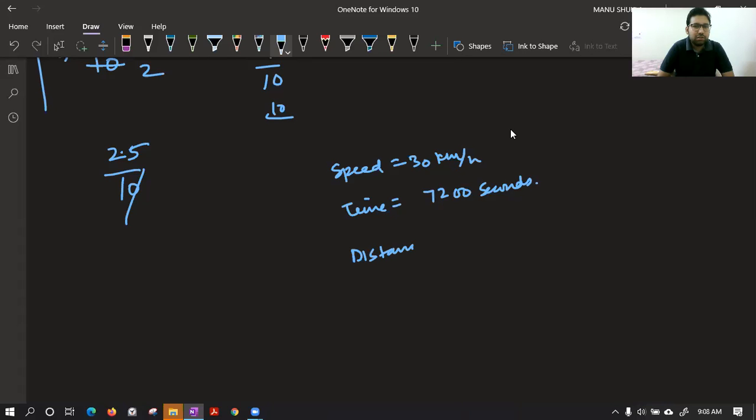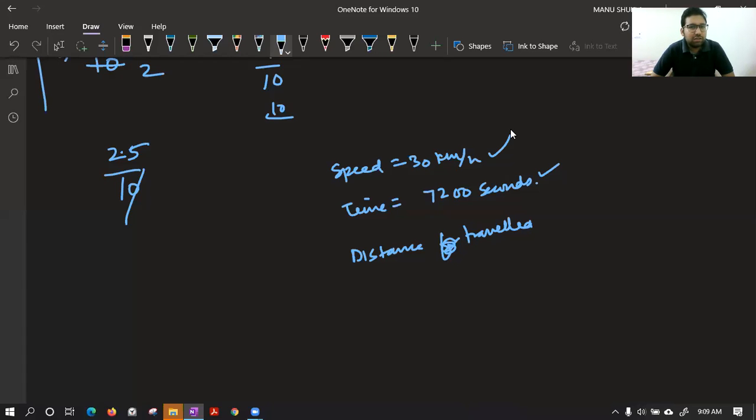Class, now find the distance traveled. If this is the speed and this is the time, now find. I am asking the distance traveled. Okay, you are telling the time in hours. Okay, Ananya, I will show the constant speed graph also.